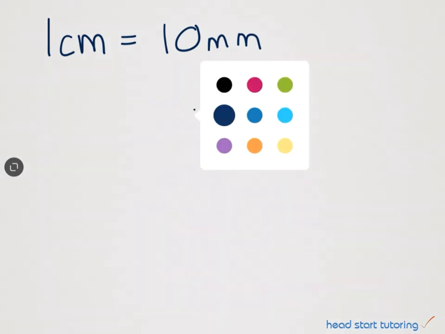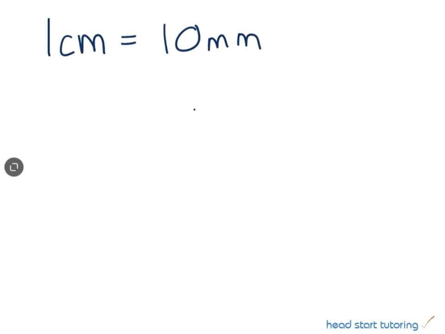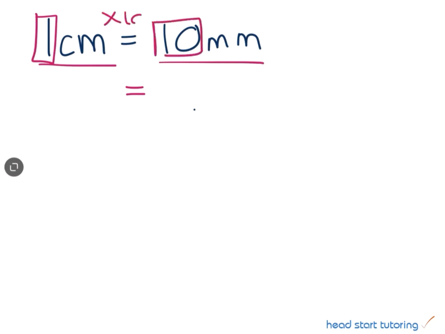We are going to have a look at measurement and conversions and ordering measurements as well. Let's first have a look at converting between centimeters and millimeters. Because there are 10 millimeters in 1 centimeter, we then need to know what the conversion is going from millimeters to centimeters, because it's quite clear that going from 1 centimeter to 10 millimeters, we times or multiply by 10.